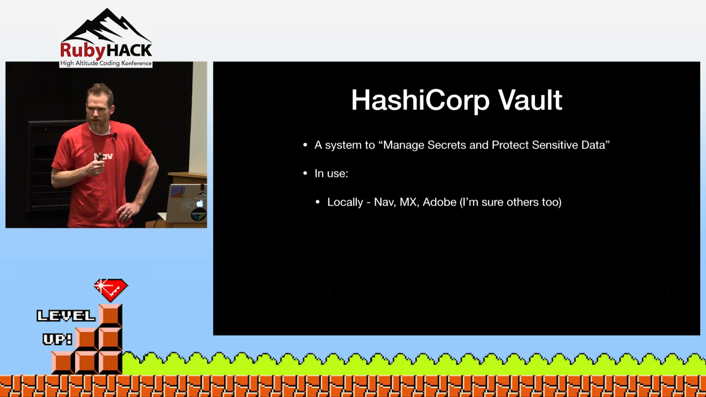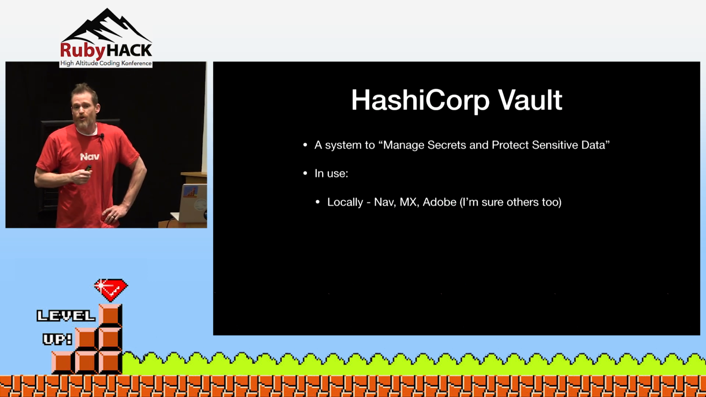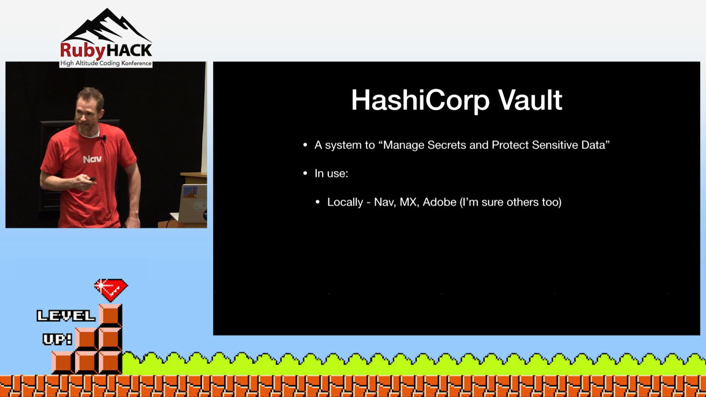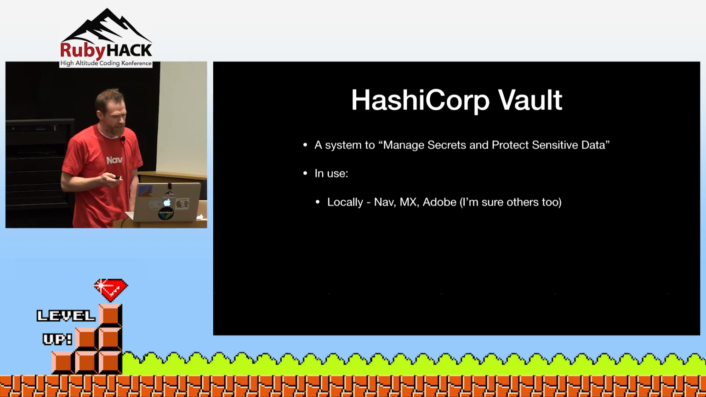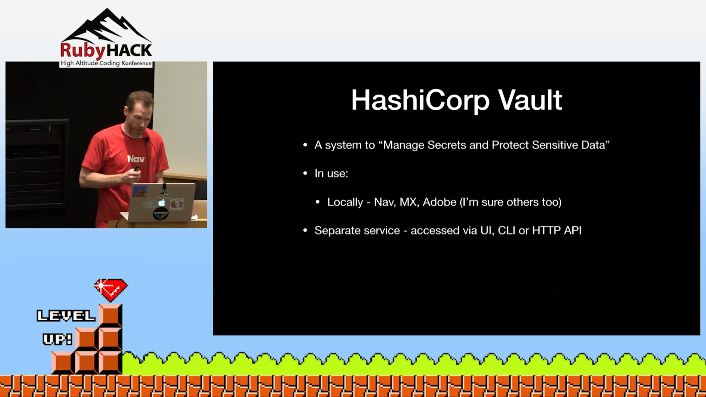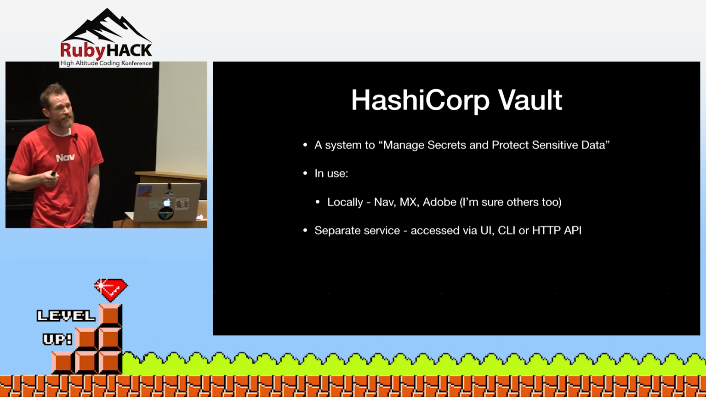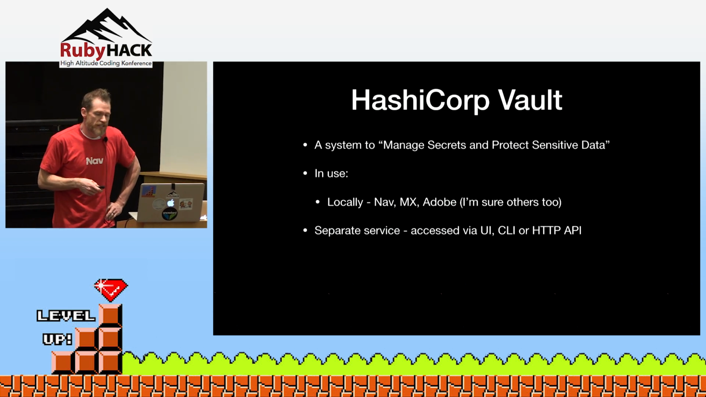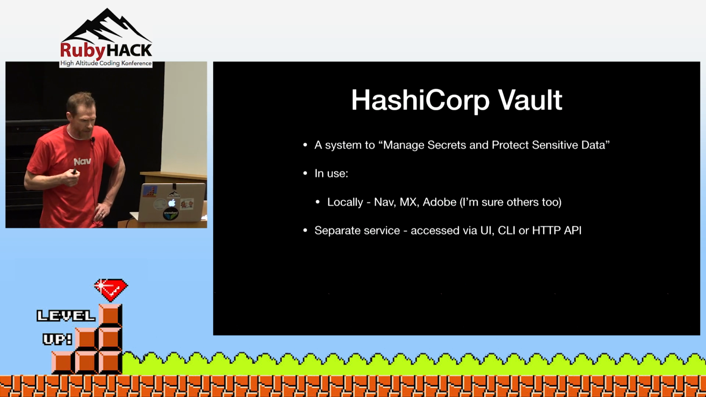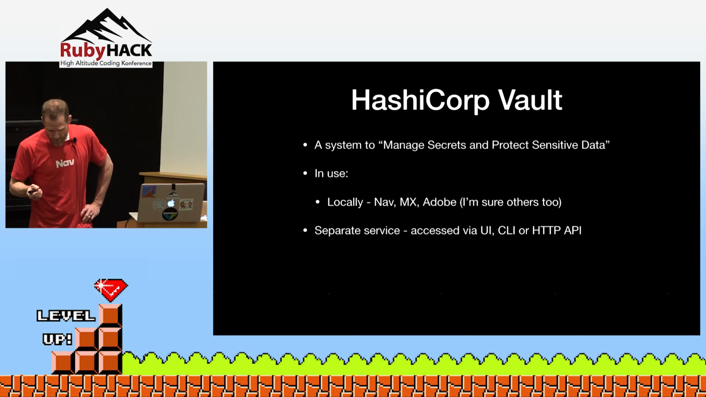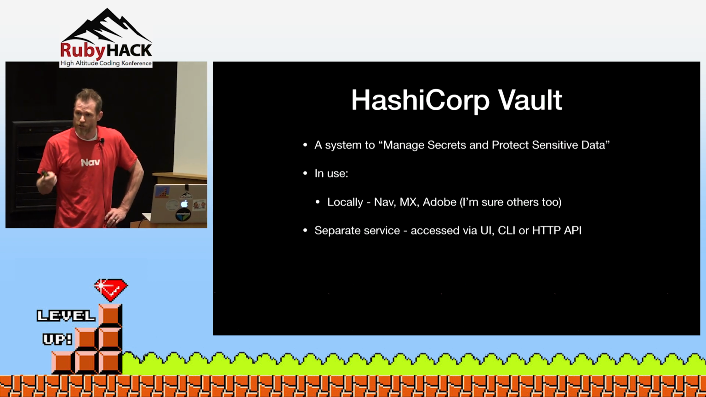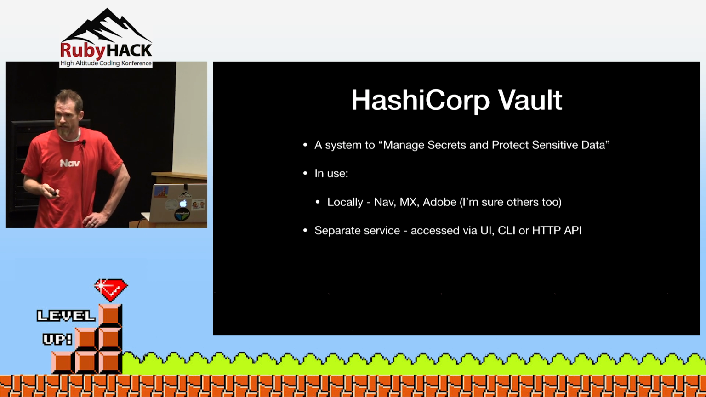Adobe, there's press about them. I mean, we know Adobe uses it. There's a lot of big companies that use it. It's a great tool. It has a lot of advantages, but there's a lot to it. One thing, so HashiCorp Vault. If you're running Vault, you run it as a separate service. This service can be accessed via a built-in web UI, a command line interface, or most often, from an application's perspective, you're going to be accessing it over an HTTP API.